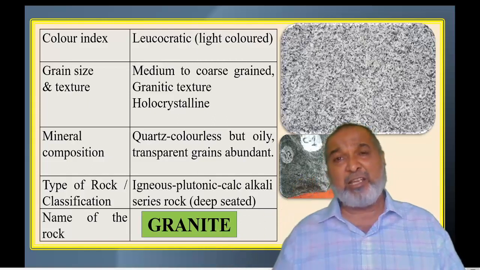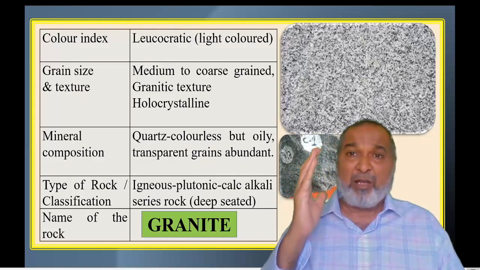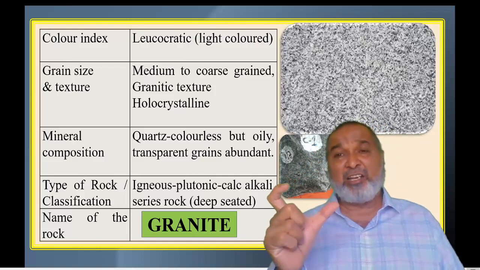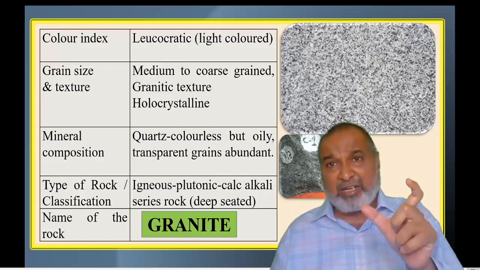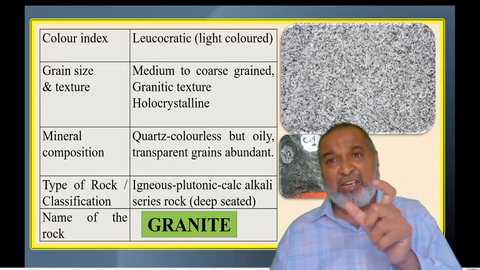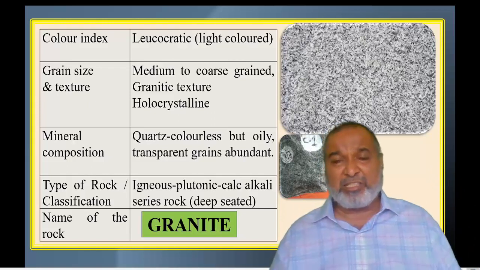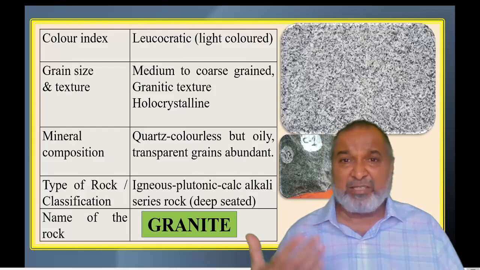And if you find any granite which is pink in color, that means the orthoclase is dominating. Once orthoclase is dominating, alkali is dominating. So at that time in the classification we will write alkali-calc series rock. This is the way you are going to write down the classification of this igneous rock.